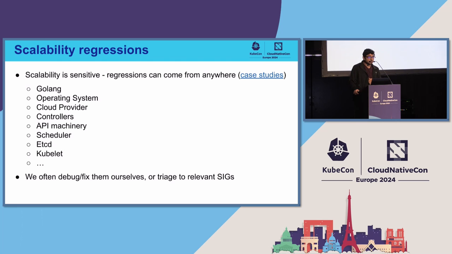And similarly, they could even come from the operating system, things like your sysctl settings, your cloud provider, how your controllers are written, the kind of traffic they induce on the control plane. And then the most common categories, which are the API machinery and etcd. There are a few examples of interesting issues that we recently caught. I'll talk about those in the next slide. But yeah, for these regressions, we end up catching them with quite a good success rate in these tests. And many times we debug them ourselves and try to fix them. Or often we also route them to other SIGs, because it's all around the stack, right?